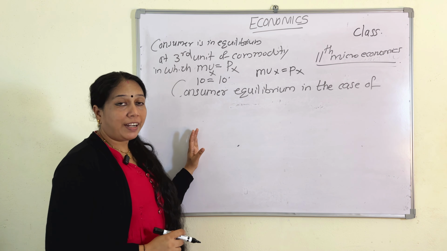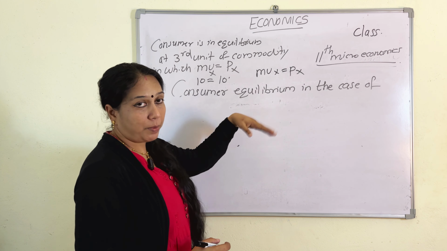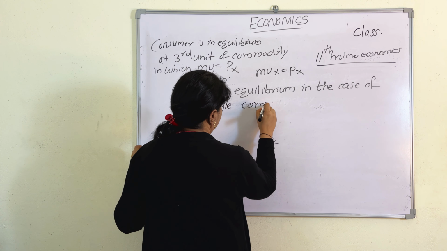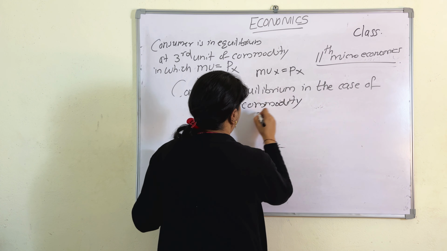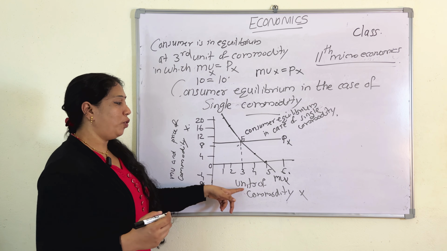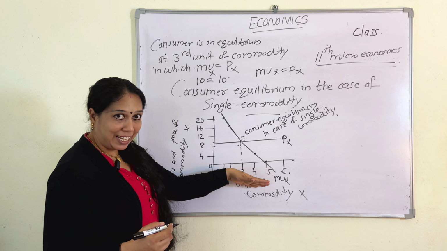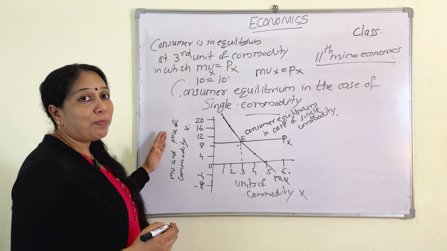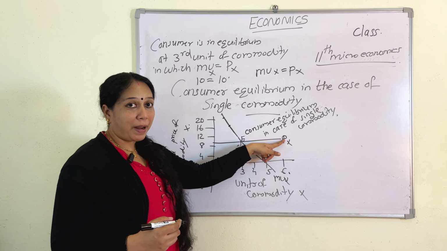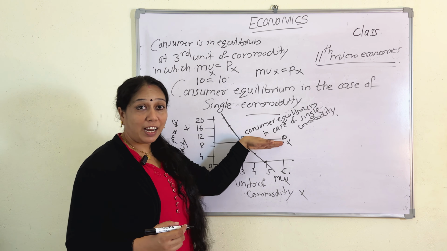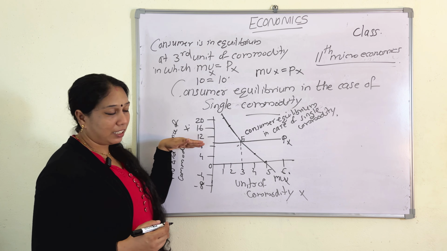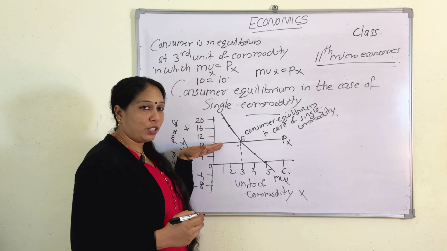Next we will study about the diagrammatic explanation, that is consumer equilibrium in the case of single commodity. Diagrammatic explanation we will study. Okay children, here you can see that units of commodity is measured on the x-axis and marginal utility and price of the commodity is measured on the y-axis. And PX, that is the price of the X commodity, you can see that it's parallel to the x-axis. It is always constant. So it is parallel to the x-axis. It is always how much? 10 rupees only. Yes, no.